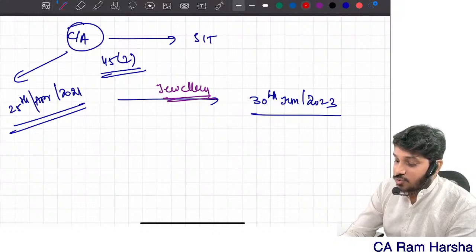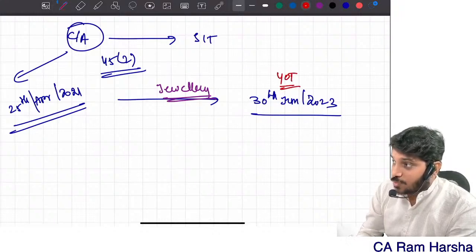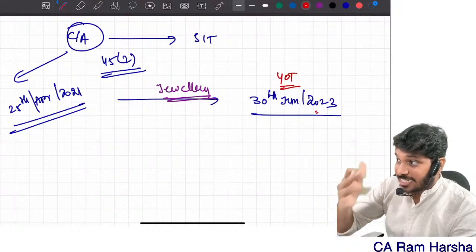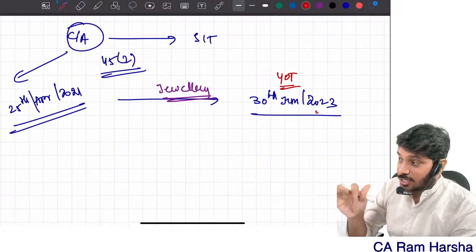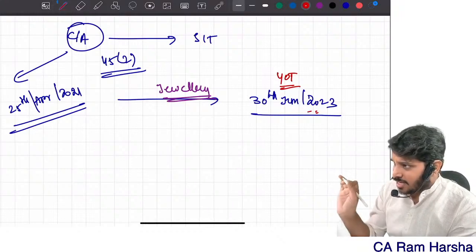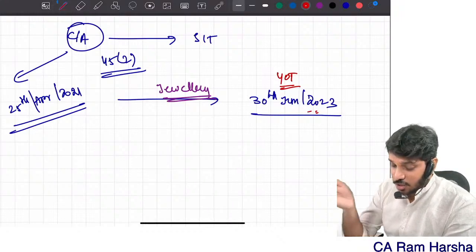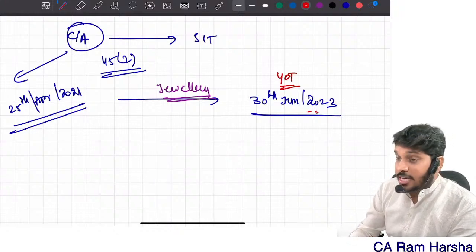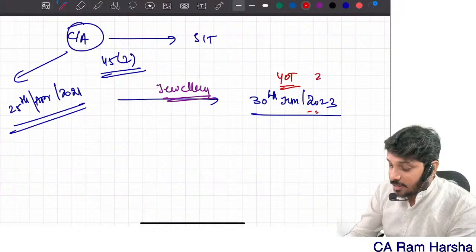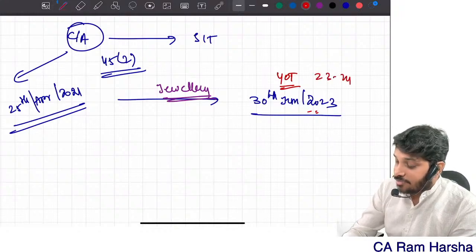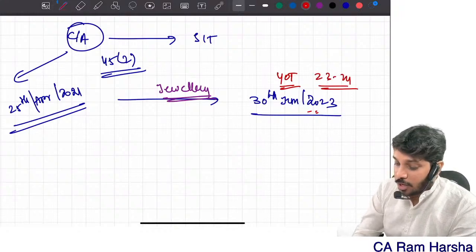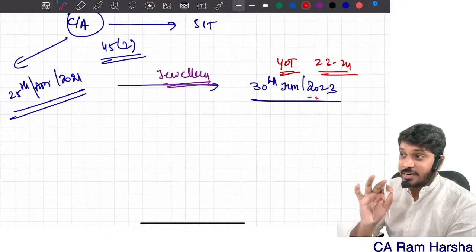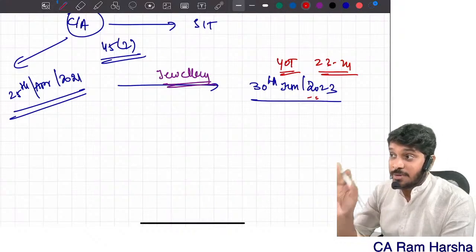Year of transfer is what? Date of transfer is what? 30th June, because that is the date on which the capital asset lost its identity. So the date of conversion is 30th June, the purchase being on 25th April. Getting it? So year of transfer is what? 23-24. Year of conversion is also 23-24. But that year it is not taxable. As per section 45(2), conversion of capital asset into stock in trade is not taxable in the conversion year.